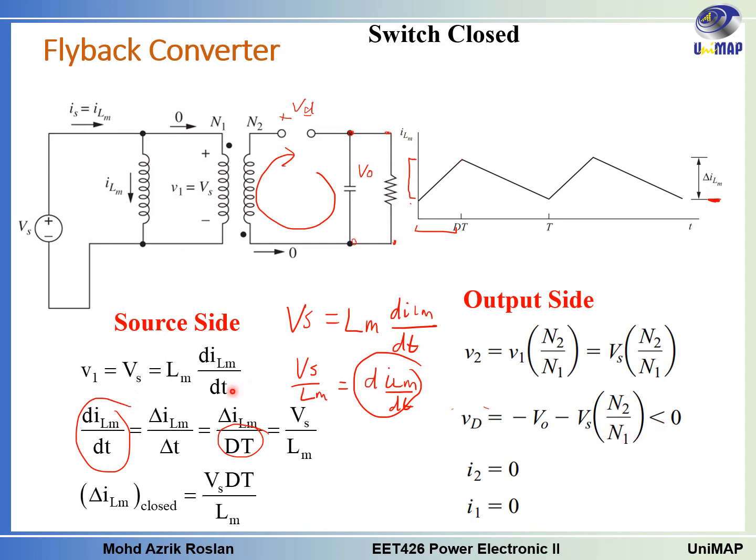And how about the current? The current that flows through I2: we know that the diode here will block the current, so there will be no current during the switch on. And I1 is the current that flows here, so this one is also 0 because there is no current. All the current at the source side will go through the magnetizing inductance.